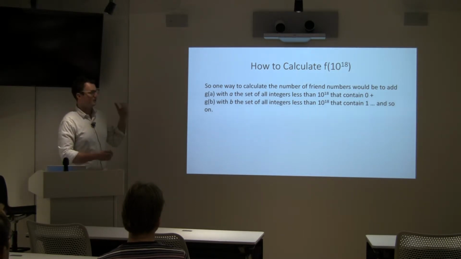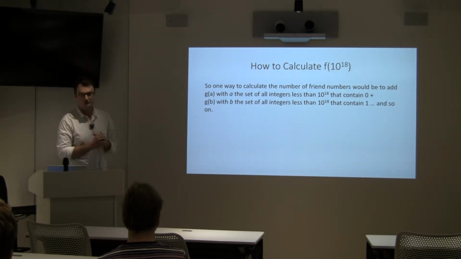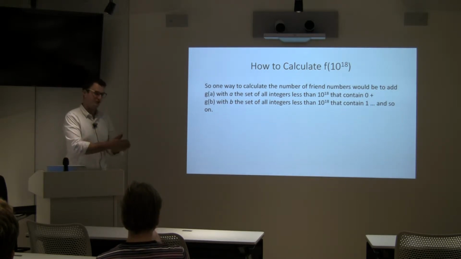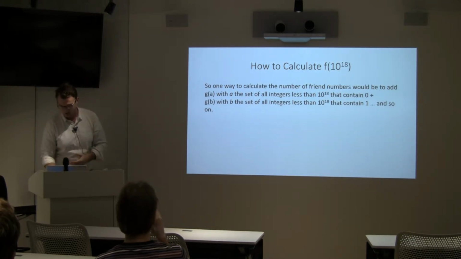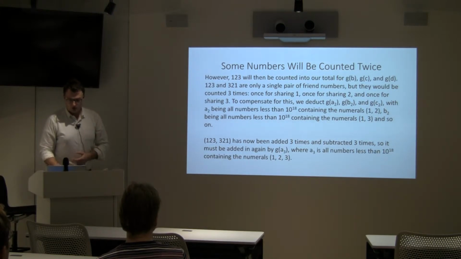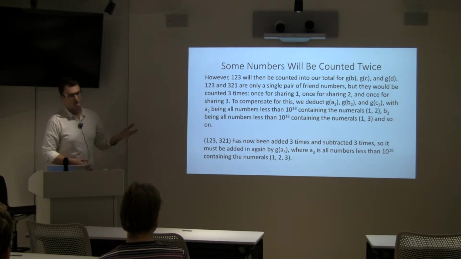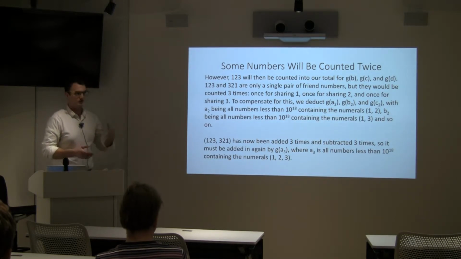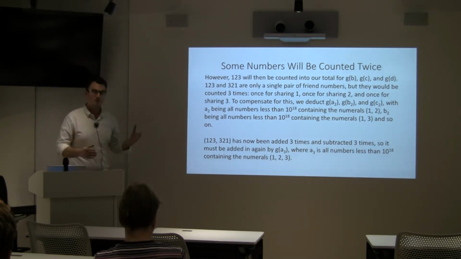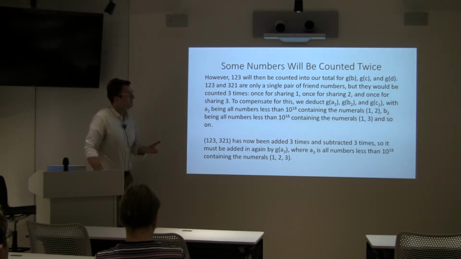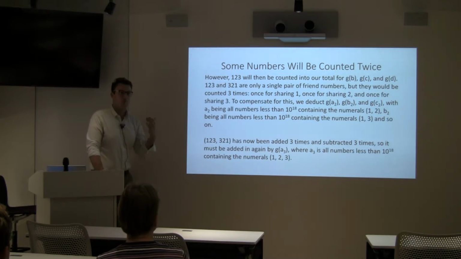to 9. If we added up all the g's, we'd have the count of numbers less than 10 to the 18th, if each number only had one of the digits 0 to 9. Unfortunately, that's not the case, so some numbers will be counted twice. We have numbers with multiple digits, such as 123 or 2,178, or much larger numbers that might contain every single digit, so we have to subtract the numbers we count too often.